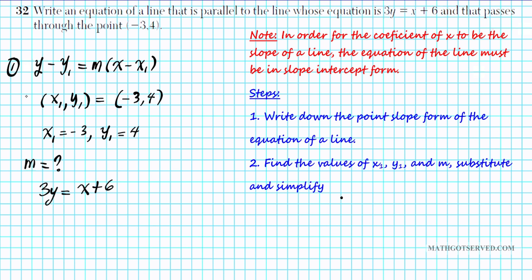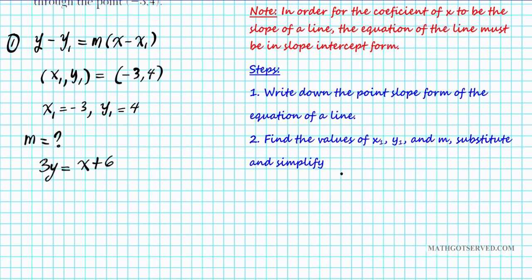So m is the coefficient of x when the equation is in slope-intercept form. What on earth is the slope-intercept form? The slope-intercept form is the y equals mx plus b form, the form you have when y is isolated, okay? So our task now is to get y isolated here. That can be achieved in just one step. Divide every single term by 3. That will result in the isolation of y, which is the slope-intercept form. So we have y equals 1/3 x plus 2.